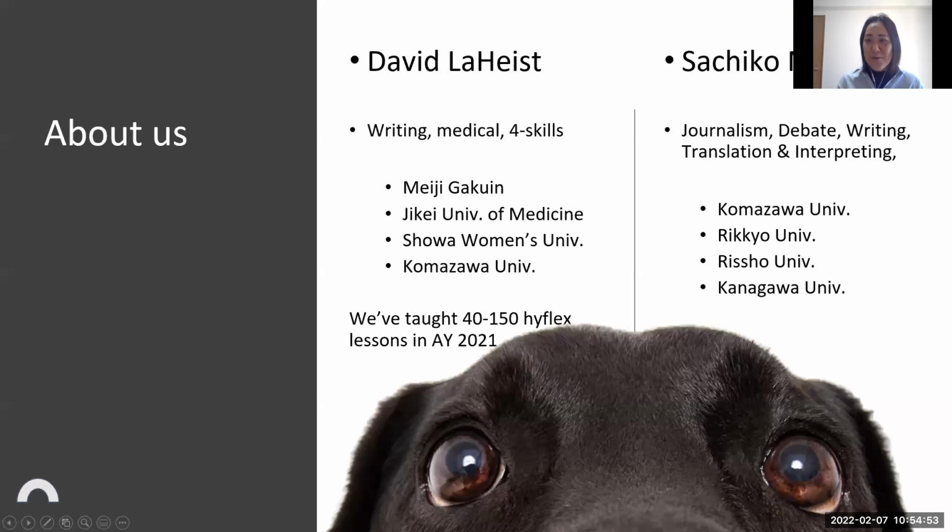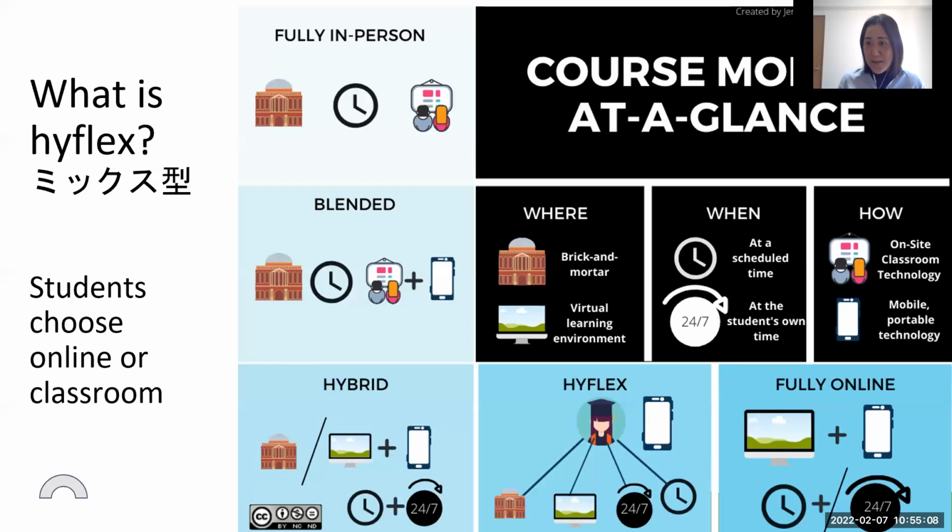Now, David and I both teach at universities in the Kanto area. We've both taught Hyflex or hybrid lessons in academic year 2021. I've taught about 40 lessons. David has taught about 150. Now, we're going to start with definitions.